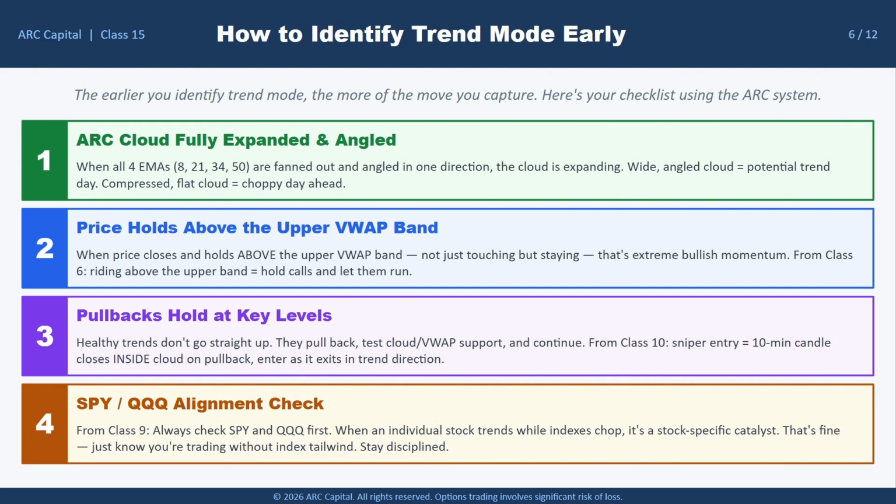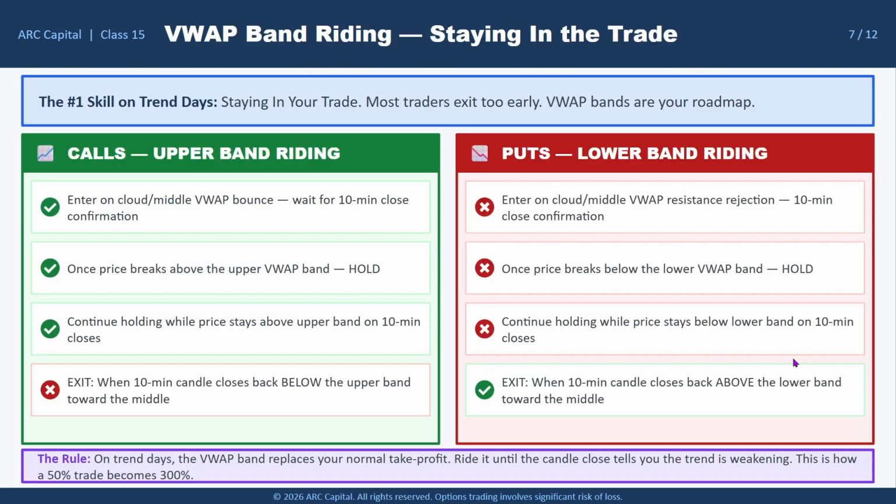Then number 4, you have SPY and QQQ alignment check, from class 9. Always check SPY and QQQ first. When an individual stock trends while indexes chop, it is a stock-specific catalyst. That's fine, just know you're trading without index tailwind. Stay disciplined.